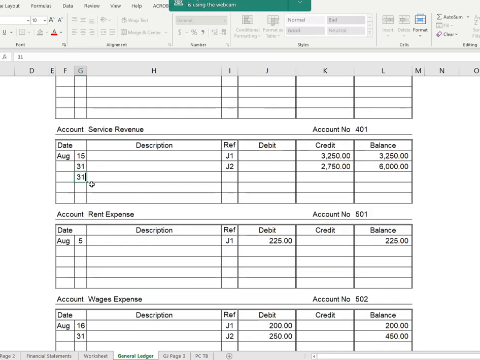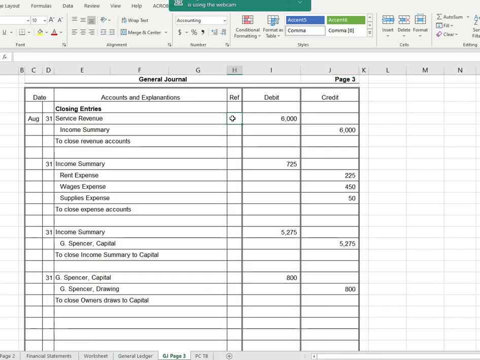It happened on the 31st. It's a closing entry, so I'm going to do J3. And it is a debit of $6,000. And that gives me a balance of 0 in that account. This is account 401, so let's go back here and post that.